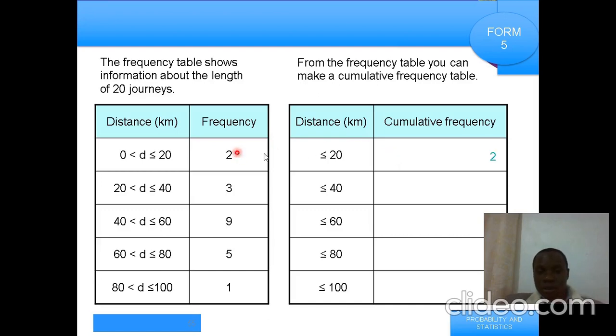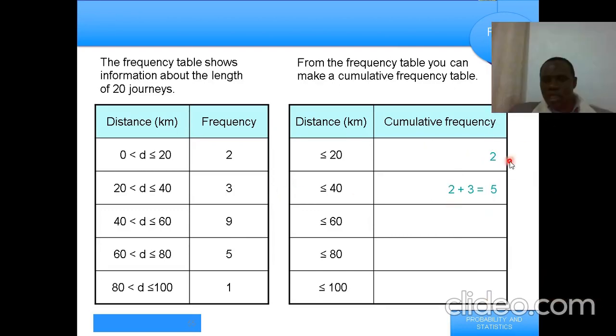So the first one is 2. There it is, it's a 2. Next we do 2 plus 3, and therefore this becomes a 5. Then we do 2 plus 3 plus 9, and we get 14. The next will be this 14 plus this 5, so it gives 19. Then the next will be this 19 plus this one. Here it will give 20. So we said this is cumulative frequency: 2, 5, 14, 19, and 20.